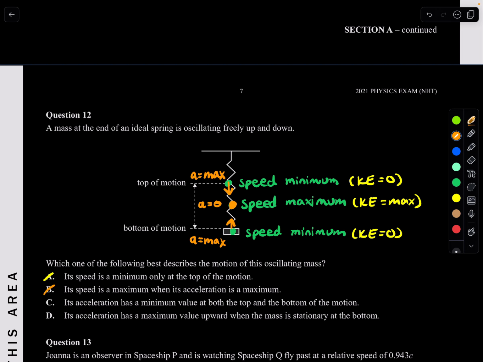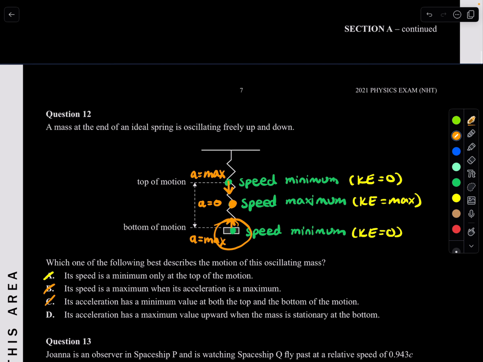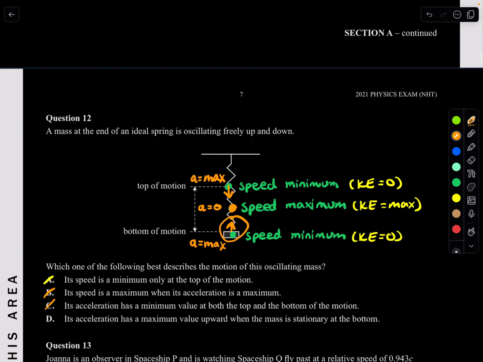C, its acceleration has a minimum value at both the top and the bottom of the motion. Wrong. The acceleration is at its maximum at the top and at the bottom. D, its acceleration has a maximum value upwards when the mass is stationary at the bottom. That's true, because when it's at the bottom and stationary, the acceleration is at its maximum and its direction is upwards. So D looks great.